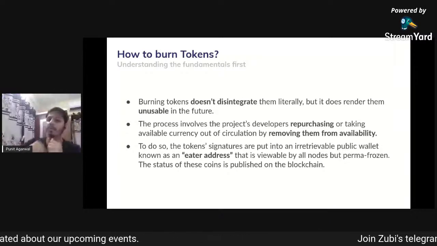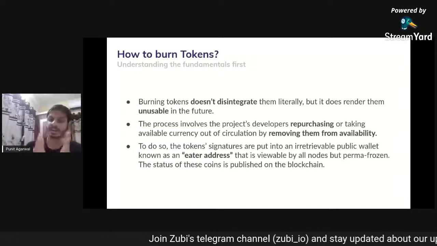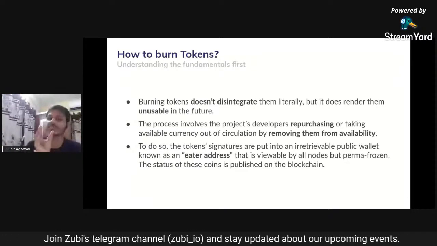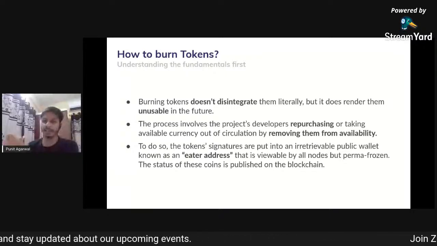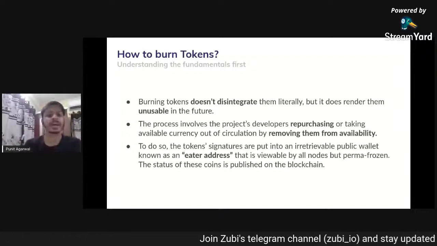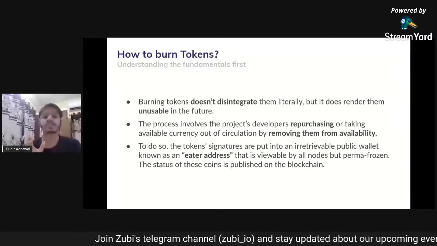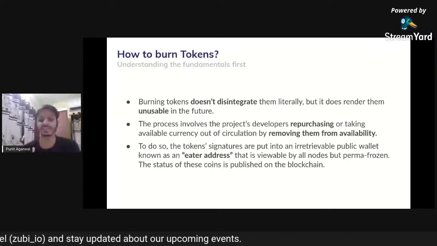It does not remove the entire tokens from circulation, the circulation would still be there. It's just that a particular number would be put as unusable. So when it is unusable, automatically the circulation decreases. Getting it? The process involves the project developer repurchasing or taking available currency out of circulation by removing them from availability.